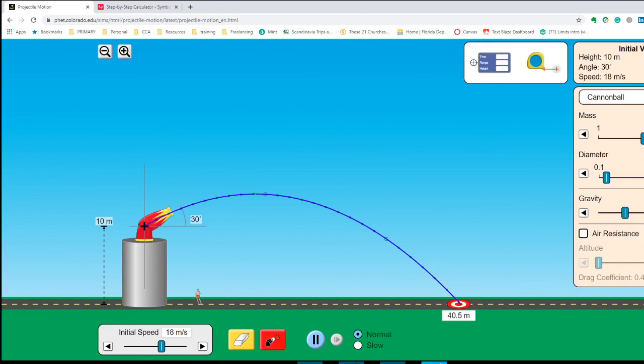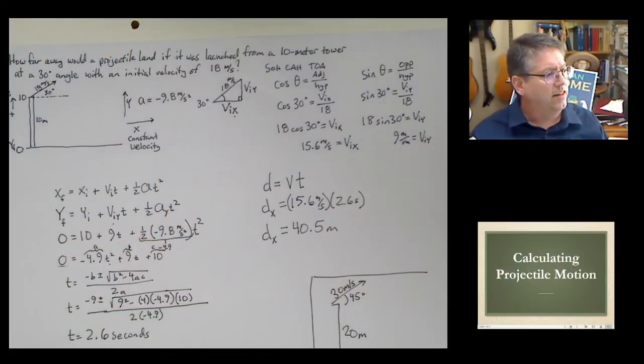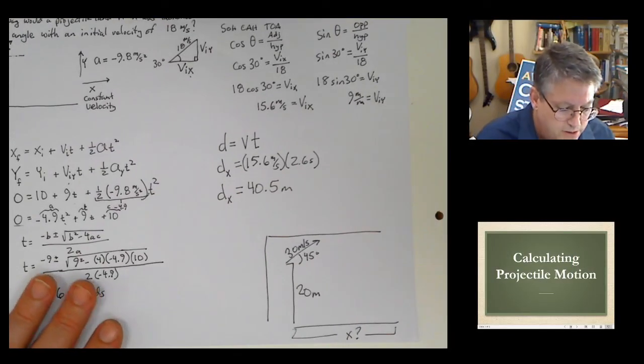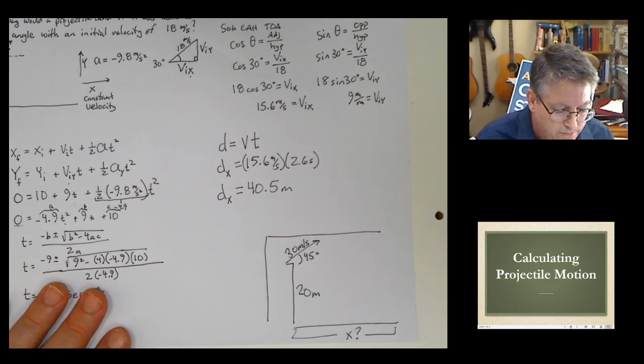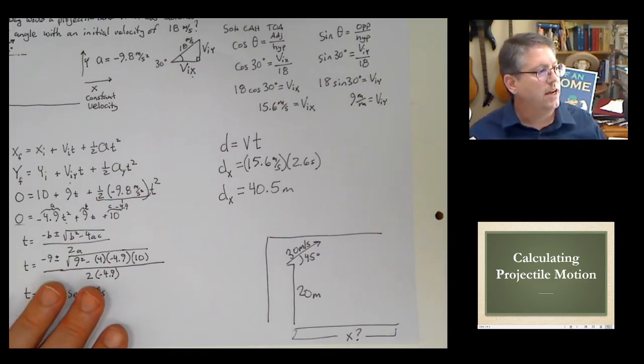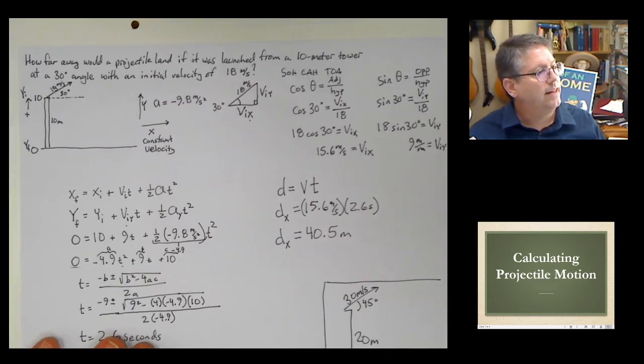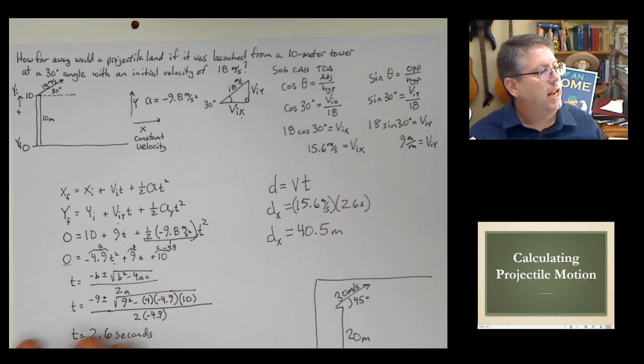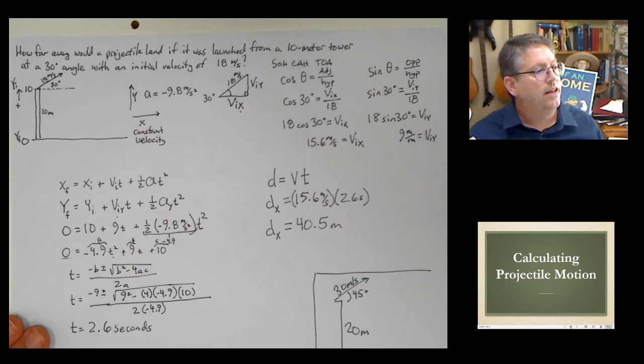Your assignment is what we just said it was right here. Do the same thing with the 20-meter tower. Projectile launched at a 45-degree angle with an initial velocity of 30 meters per second. Work the whole thing out like this. And then try it out on the PhET lab and watch the power that you have with your knowledge of mathematics and physics.